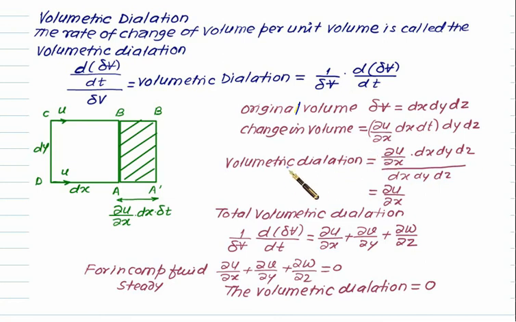In that case we have total volumetric dilation simply given as del u by del x plus del v by del y plus del w by del z. So this right hand side term is the same as the continuity equation in three-dimensional flow. In the case of incompressible fluid, where deformation is not at all possible, this total value, that is the sum, will be equal to 0 and the volumetric dilation will be equal to 0.